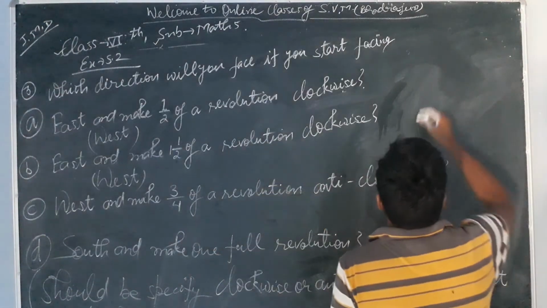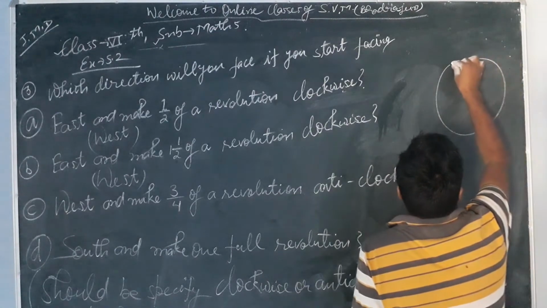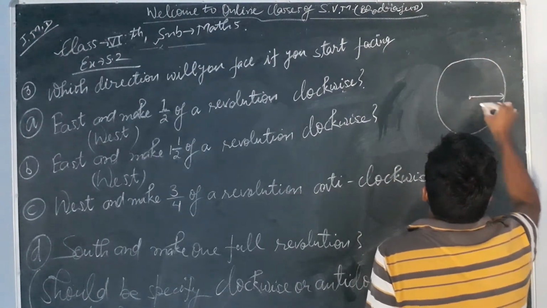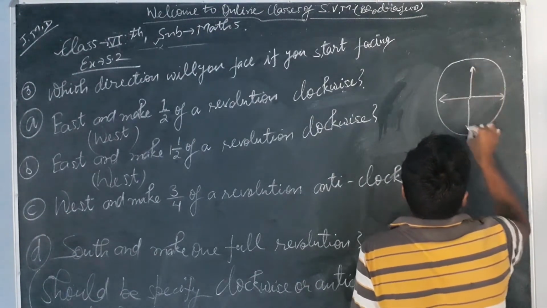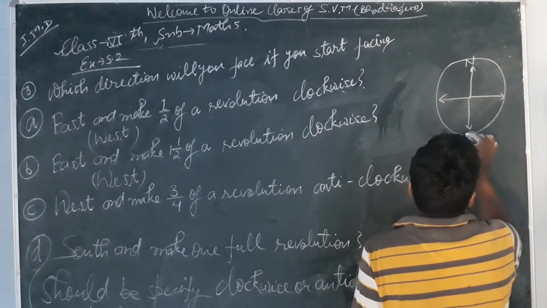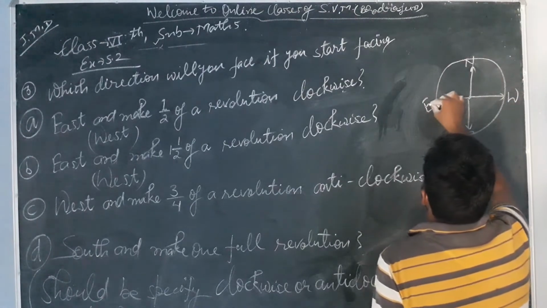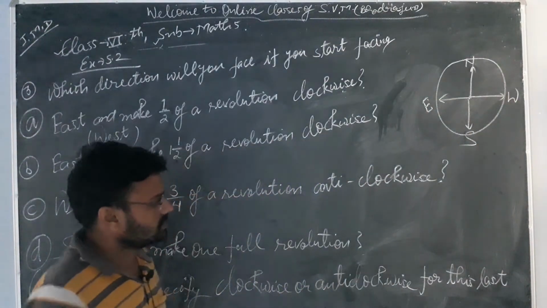Okay, this is our clock. These four directions are there. I am drawing on the clock only now. This is north, this is south, this is our west, and this is east.